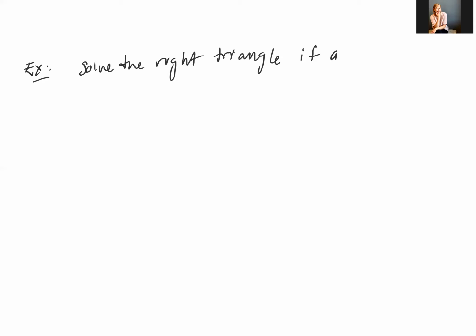If A is equal to 3, C is equal to 8. I'm going to start by drawing my triangle just so that I can get a better picture for what I am looking for. This is my right triangle. This is C. This is B. This is A. Same exact triangle as was written at the beginning of the previous page.